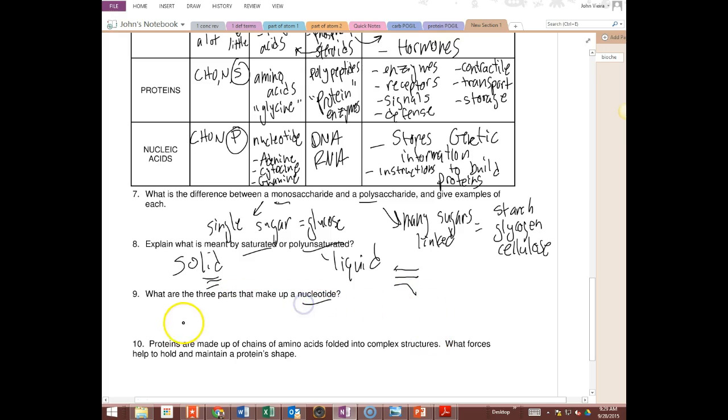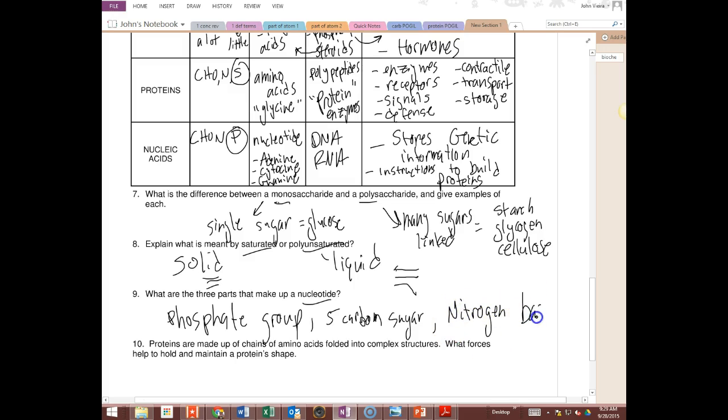3 parts make up a nucleotide. It is a phosphate group, which is an atom of phosphate surrounded by oxygens. We have a 5-carbon sugar. And then we have one of many different types of nitrogen bases.